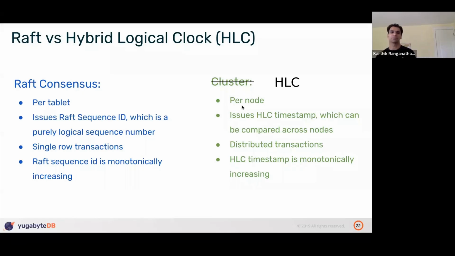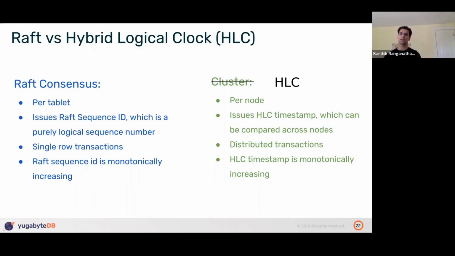On the left, Raft issues a Raft sequence ID. It's a logical sequence number. It has no correlation between different Raft groups. However, hybrid logical timestamps can be compared across nodes. And one is sufficient for single row, the other is necessary for distributed transactions.